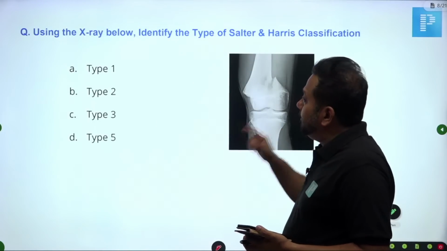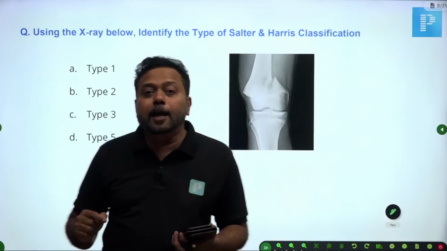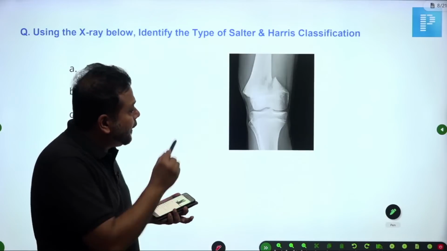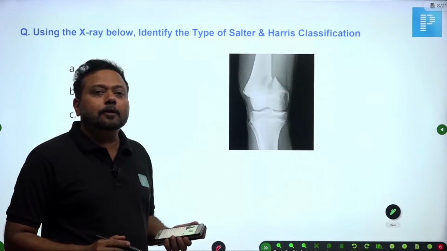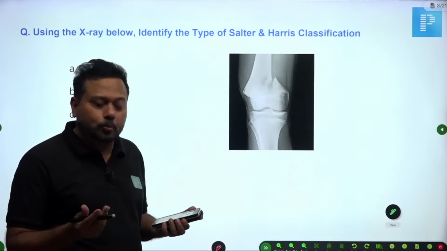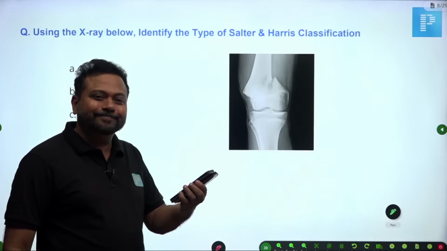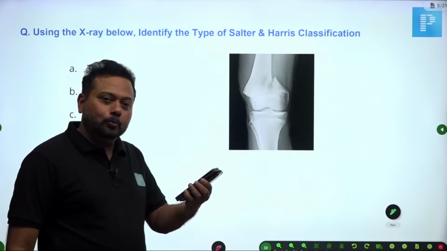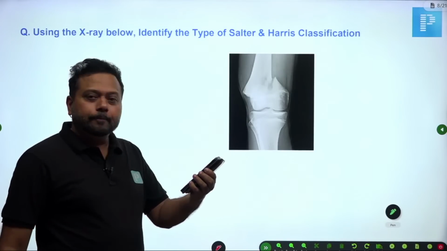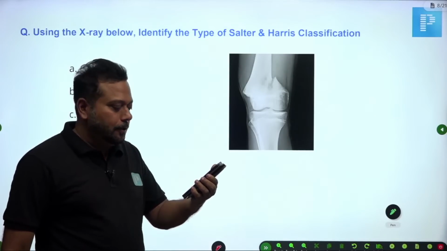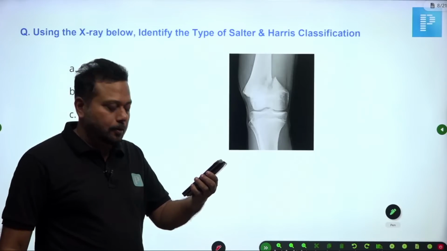Using the X-ray below, identify the type of Salter and Harris classification. They had given an X-ray and asked what type of Salter-Harris classification. So answer please, dear guys. Anybody? So this is straightforward. Shall I tell the answer? In the chat box, I am not getting any answer.